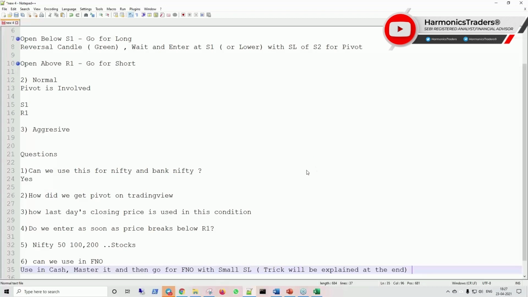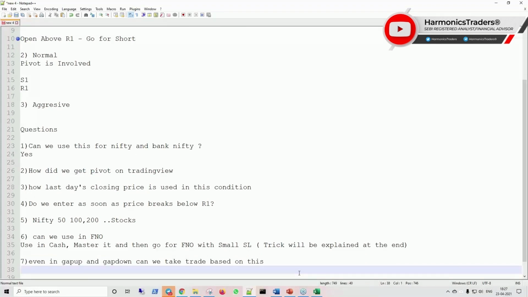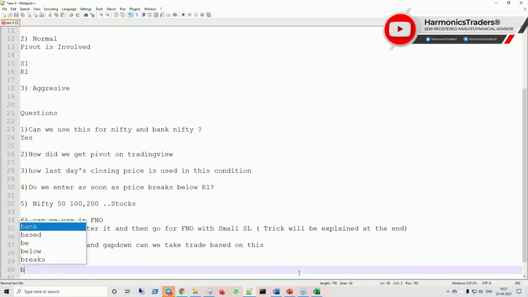Even in gap up, gap down, we can trade based on this. Yes, this method is mainly meant for huge gap up, gap down openings only. Now, what if the open is beyond S3 or R3? Better ignore that. If it is beyond S3 or R3, better stay away.